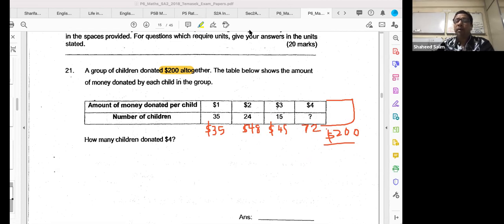But remember, you want to find the number of children here. How to find the number of children? 35 divided by 1 get 35. 48 divided by 2 get 24. 45 divided by 3 get 15. 72 divided by 4 get 18. So that's how we get it. How is that? You get it.